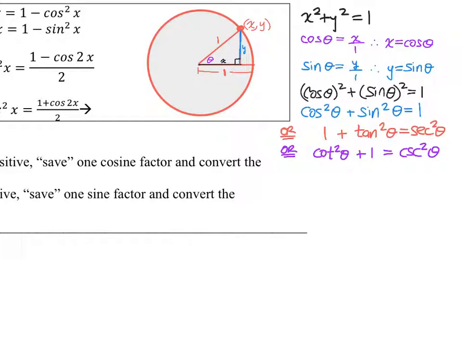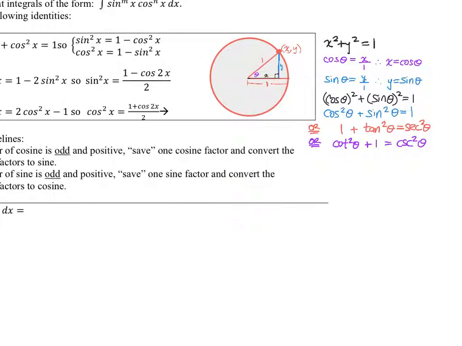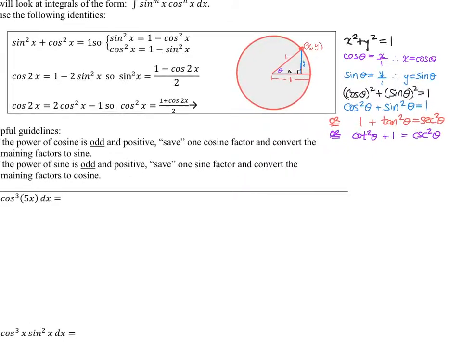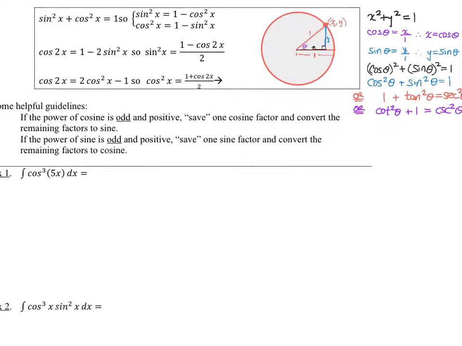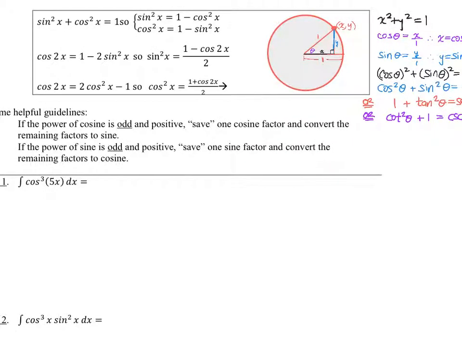Now, I mentioned before that I didn't think that u substitution was in and of itself its own topic. More so, it's a foundation topic for other types of integration. So you'll find yourself throughout all the other techniques that we learn about constantly coming back to the concept of u substitution. And this question is no different. Some helpful guidelines: when the power of cosine or sine is odd, save one factor and convert the others.